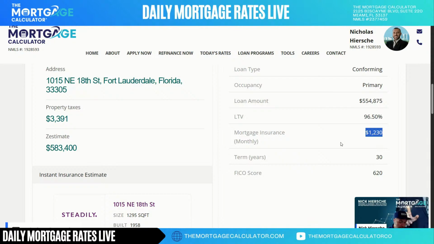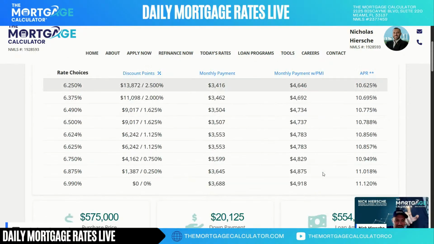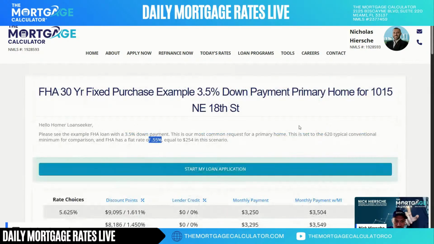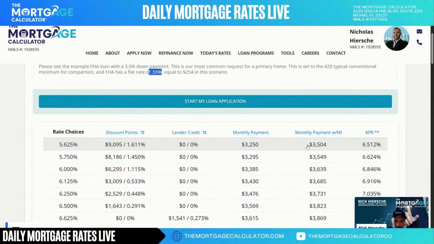Of course, we do have some lender options that have reduced PMI when we order the PMI through them. So this isn't the end all be all, but I wanted to provide a great example. You see here, with almost $1,000 more per month, our lowest payment option for conventional for our low FICO borrower in this instance is going to be $4,646. And when we switch back over to FHA, $3,504. So big difference there in the monthly payment.